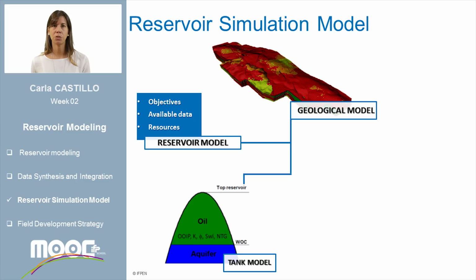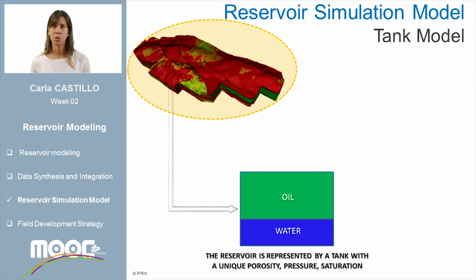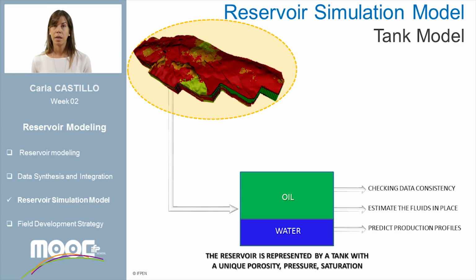Here, we will only introduce 2 models. The tank model, which is a zero-dimensional model useful for initial reservoir estimation, and the upscale reservoir simulation model, which is a 3-dimensional model. Let's begin with the tank model, which is a very simple model where the reservoir is represented as a homogeneous volume with a unique porosity, pressure, etc. Here, the material balance equation is solved, and the main objectives are to check the data consistency, estimate the fluids in place, and predict production profiles.